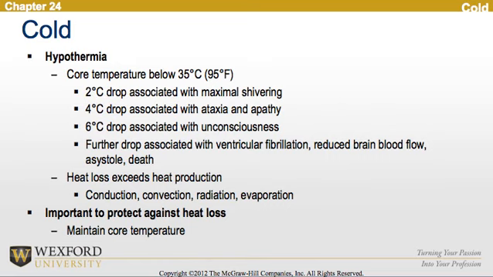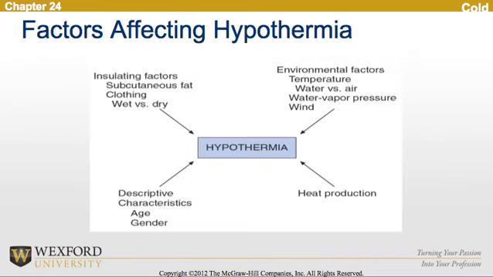Heat loss exceeds heat production due to conduction, convection, radiation, and evaporation. It is important to protect against the heat loss and maintain the core temperature. The diagram below shows all the factors affecting hypothermia.